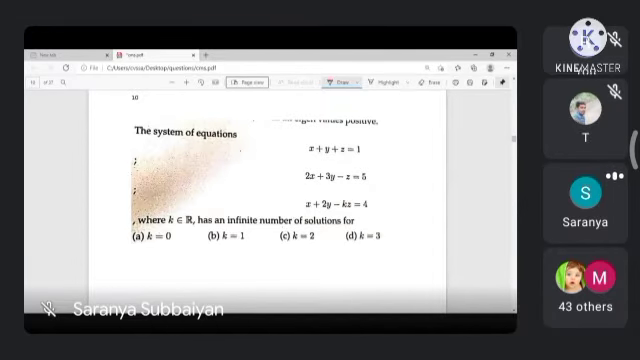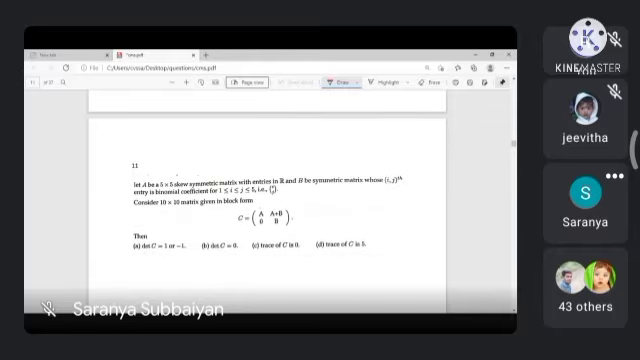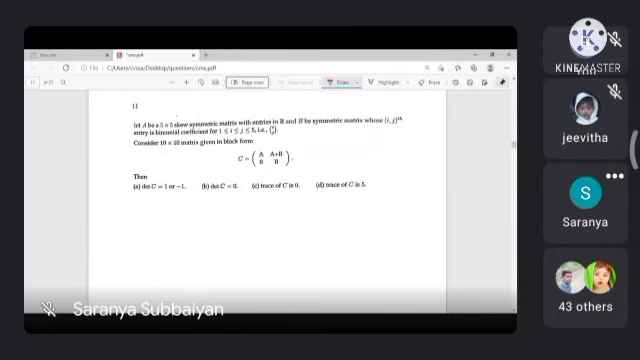C is correct. Shall we go to the next problem? Anyone have any doubts? No doubts, ma'am. This is a basic 12th standard problem. Read this problem and take your time, 2 minutes, then tell me the answer.